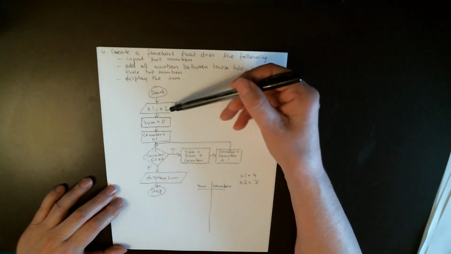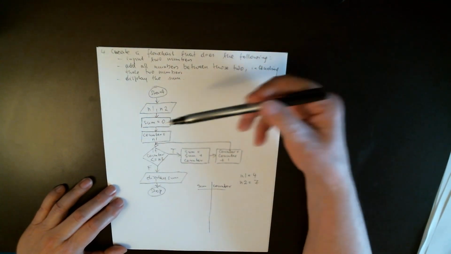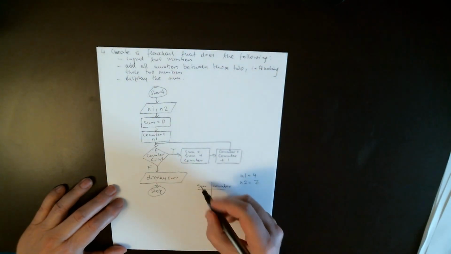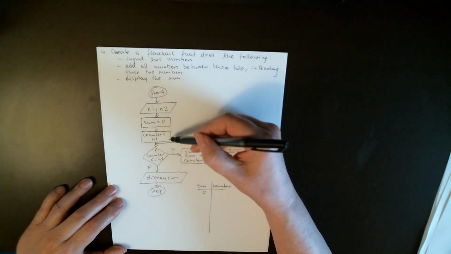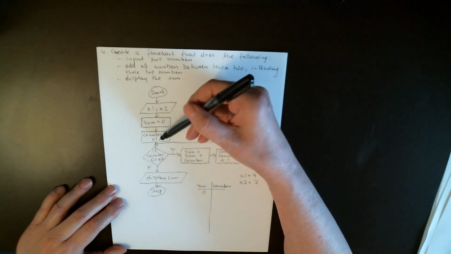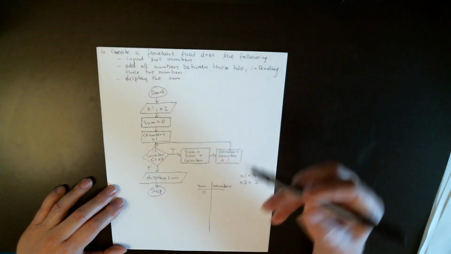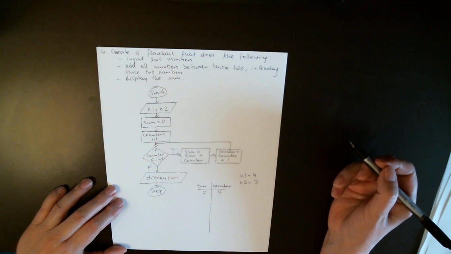We've got this n1 and n2, 4 and 7. Our sum is 0. Okay, we better write it down. And our counter is our first number. What's our first number? 4. Let's go for it. All right.